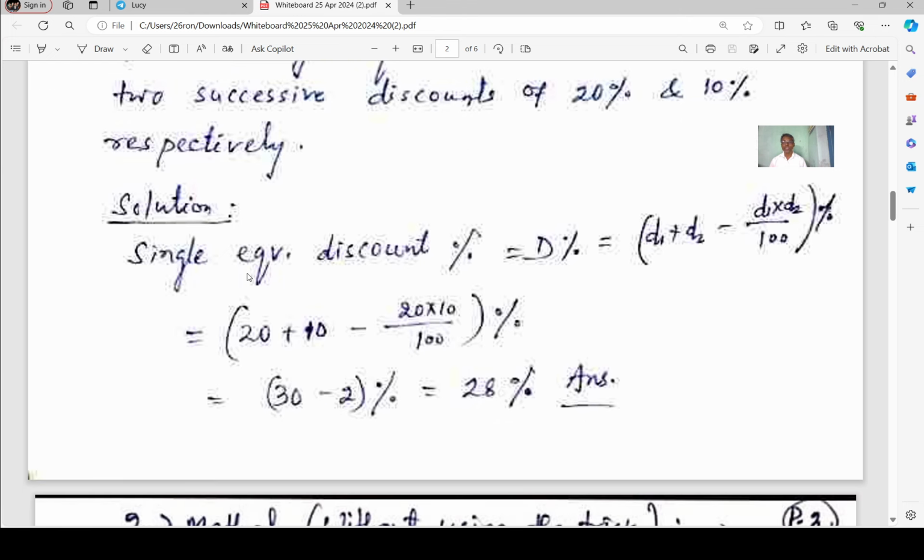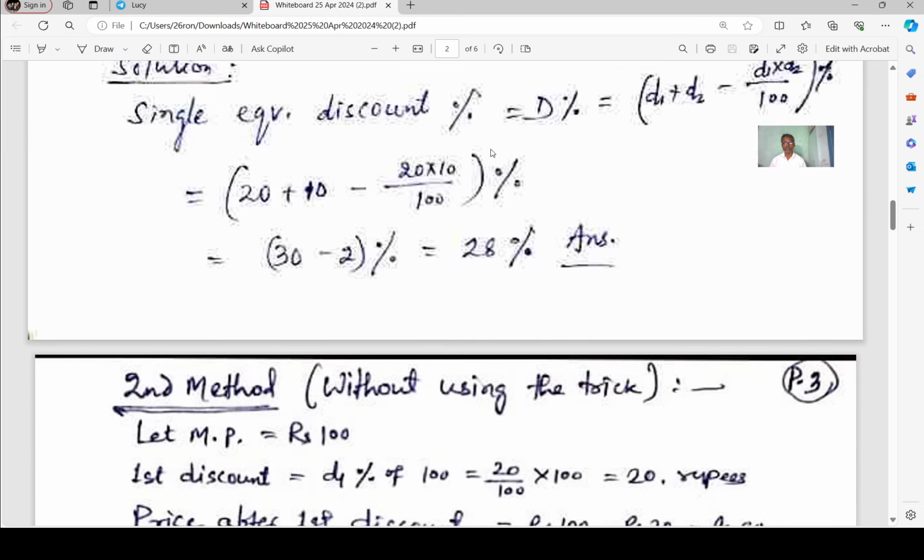Solution: single equivalent discount percent D% is equal to D1 plus D2 minus D1 D2 by 100%. D1 is equal to 20, D2 is equal to 10, so 20 plus 10 minus 20 into 10 divided by 100 percentage. 20 plus 10 equals 30. 20 into 10 by 100 equals 2. So 30 minus 2 equals 28. So the answer is 28%. Very simple, very short answer by using this formula.